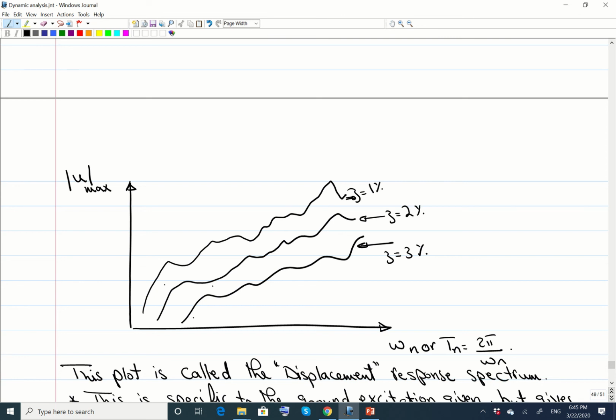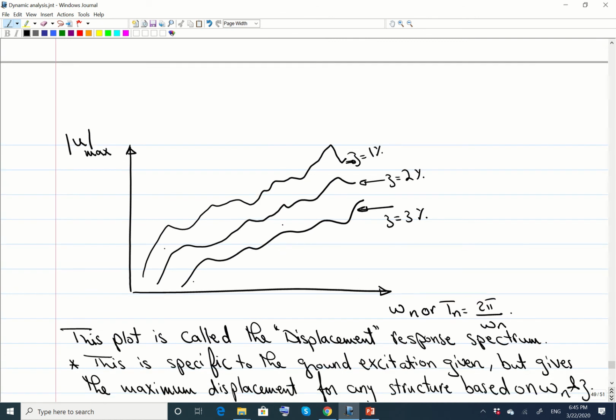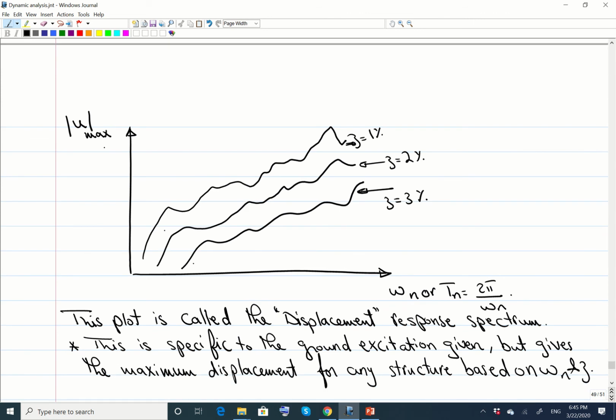And then you repeat the same with zeta equal 2 and you get another curve. And then you repeat the same with zeta equal 3 and you get another curve. So this is u as a function of omega n, the response of your structure as omega n changes. It can be omega n or Tn, and we learned that there is no difference between the two, right?